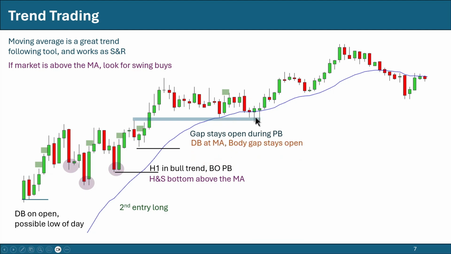Second pullback. Now the true gap closes, but the body gap stays open. The body gap being the closes of these bars through here, and then the closes of these bars on this pullback. The tails overlap, but the bodies do not. A body gap is still a sign of strength.